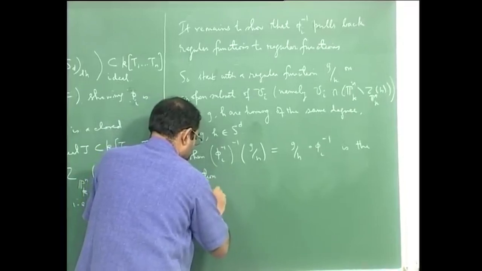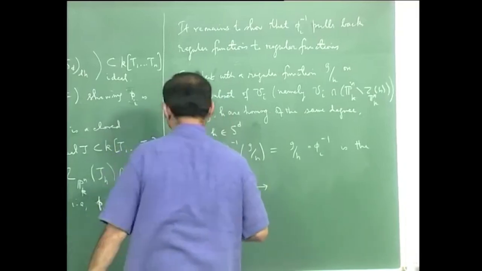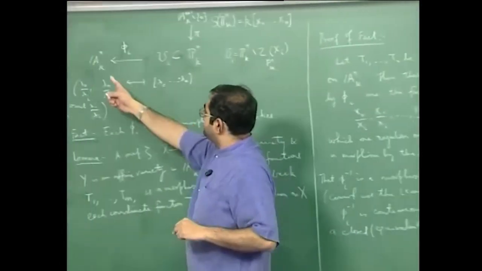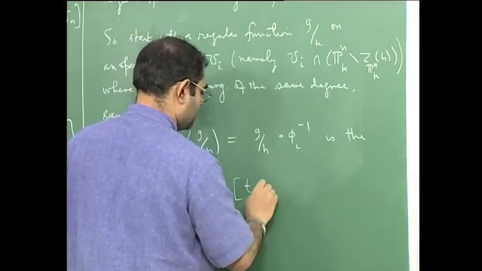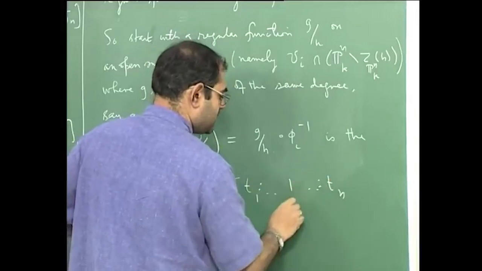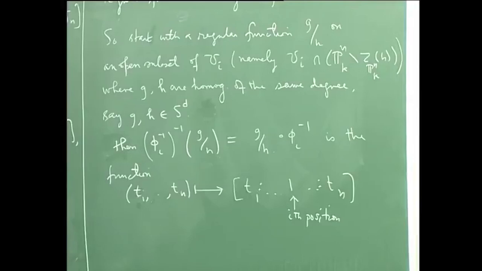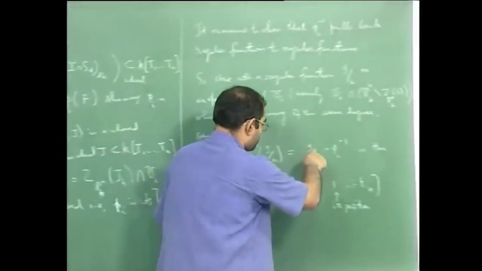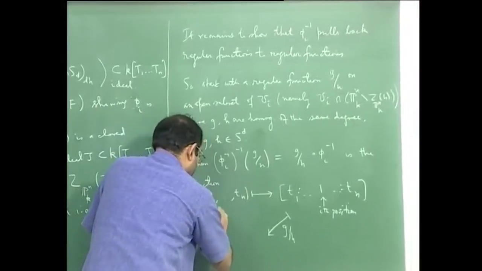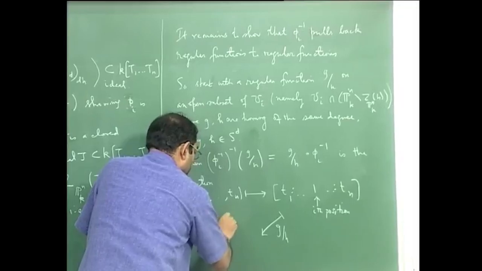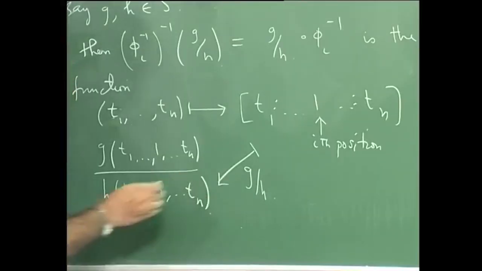if you give me a point with coordinates t1 etc tn, what I am supposed to do is apply phi I inverse to it, so the point to which it will go is t1 dot dot dot 1 tn, these are the homogeneous coordinates where this 1 is in the ith position. This is the map which is phi I inverse, and then I am going to apply g by h to this, and so what I will get is g of t1 etc 1 tn by h of t1 1 tn, okay, this is what I will get.